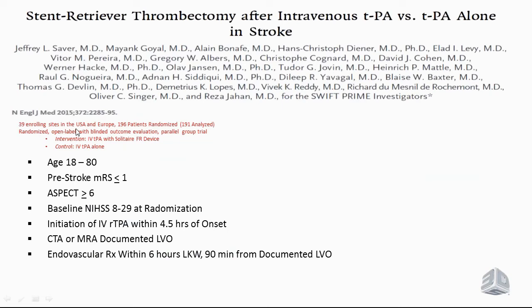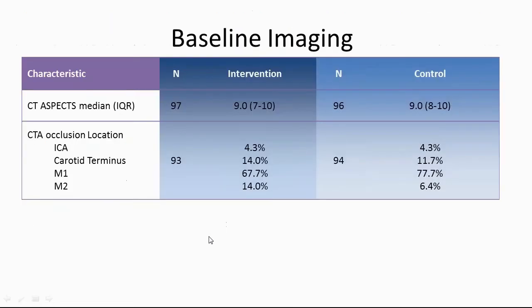We were enrollers in this trial. 39 centers in the U.S. and Europe, 196 patients, pre-stroke status of a Rankin less than 1, aspect score on the initial CT scan greater than or equal to 6. This sort of corresponds to the NINDS threshold on their presenting CT scan for IV TPA of completed stroke in less than 1/3 of the vascular territory. That's essentially what that means. Baseline NIH at randomization had to be pretty significant, 8 to 29, and TPA within 4.5 hours.